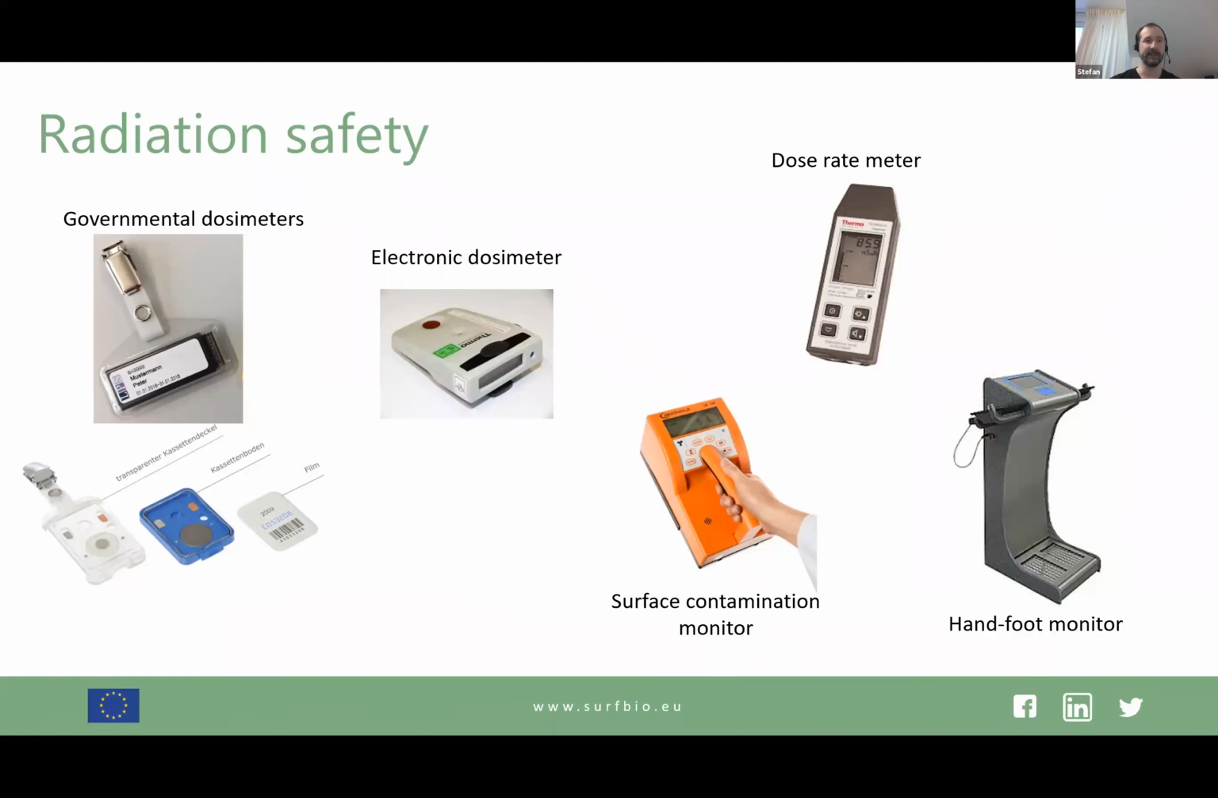What you might see in a controlled zone are these governmental dosimeters. So your dose will get checked. You have the electronic dosimeters. These are the things that beep when you get high activities, because the governmental dosimeters will be read out every 3 months, at least in Germany. But it's not relevant for you if after 3 months somebody tells you you got a high dose 3 months ago. So for this are the electronic dosimeters.